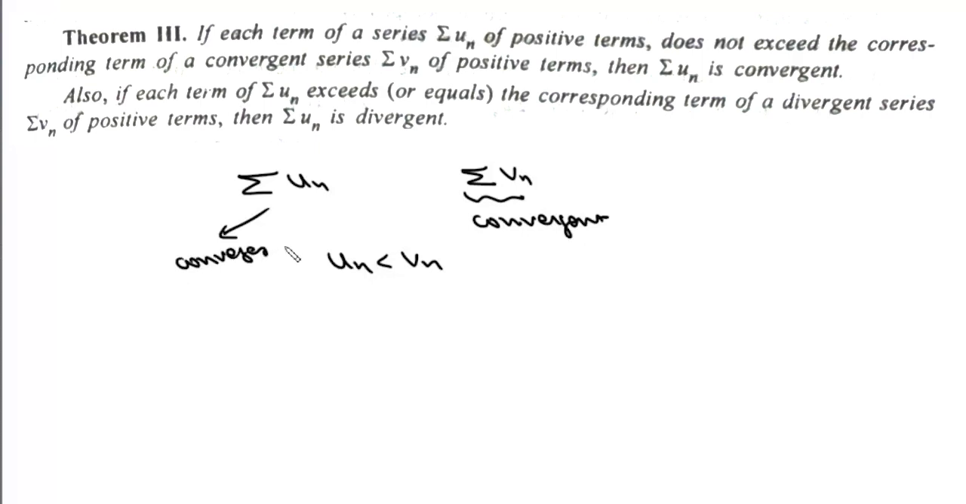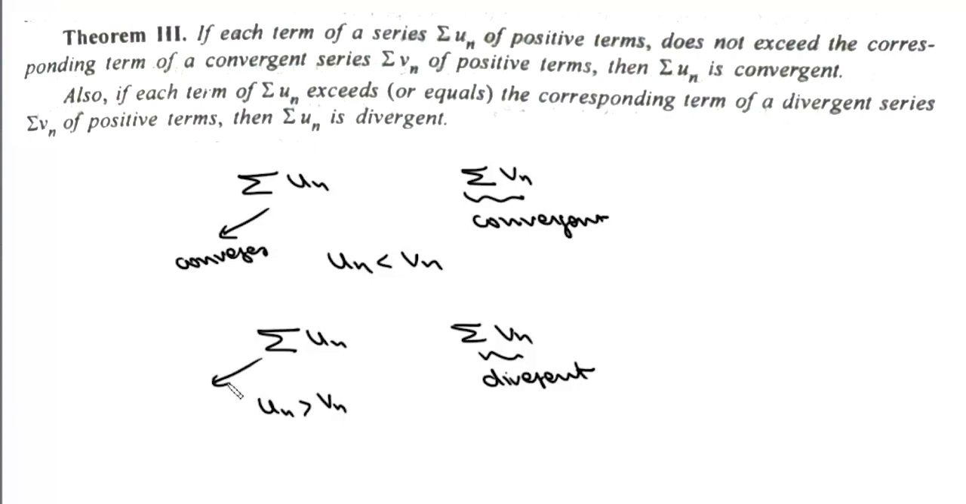And in the same way, if we have two infinite series, summation un and summation vn, and this summation vn is a divergent series, and each corresponding term of un is greater than each corresponding term of vn, then we'll say this summation un is going to diverge. So basically this is the comparison test. We are going to work out convergence of one series by comparing it with convergence of another series.